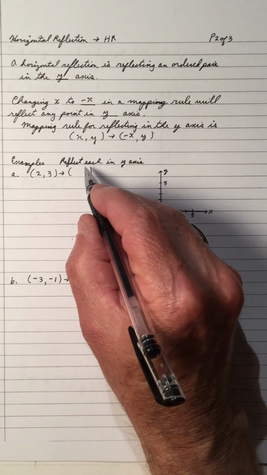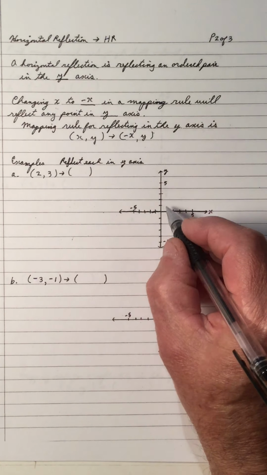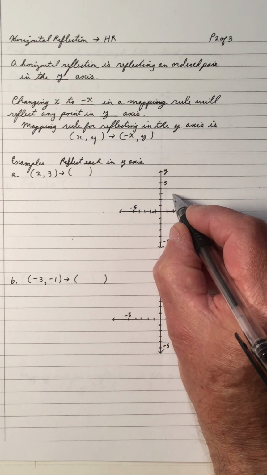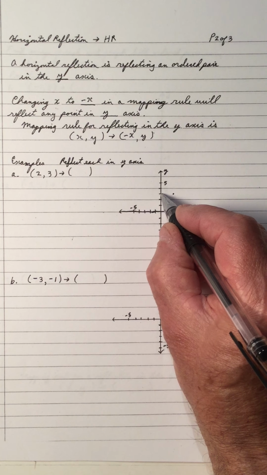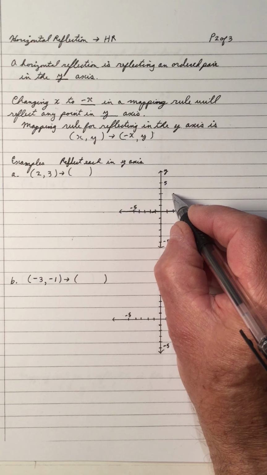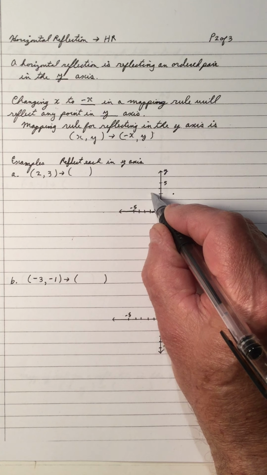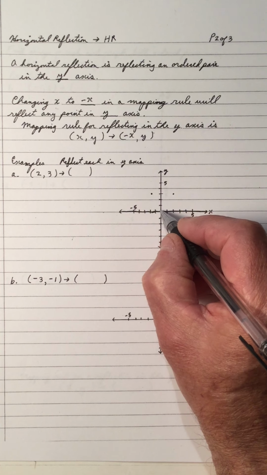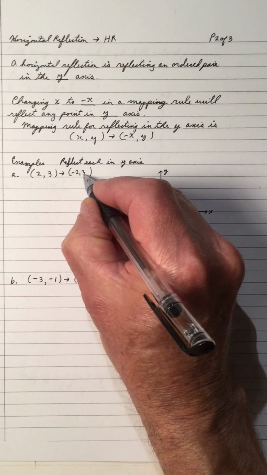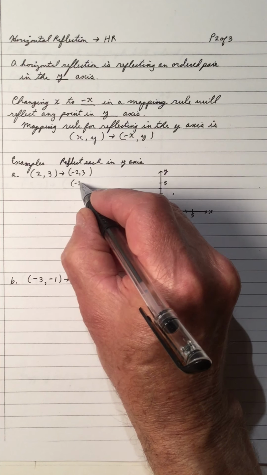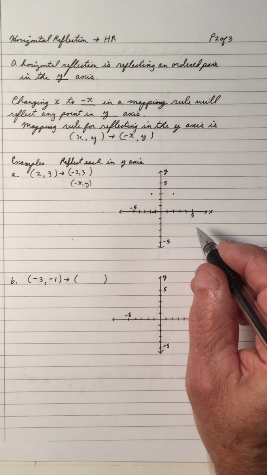Let's do some examples. Reflect each in the y-axis. Let's take the point (2, 3). X is 2, y is 3, right there. Reflect in the y-axis and you move over here. That's 2 to the right, so now we go 2 to the left. So this point is (-2, 3), because remember, you're going negative x, y: the opposite of x, keeping the y.